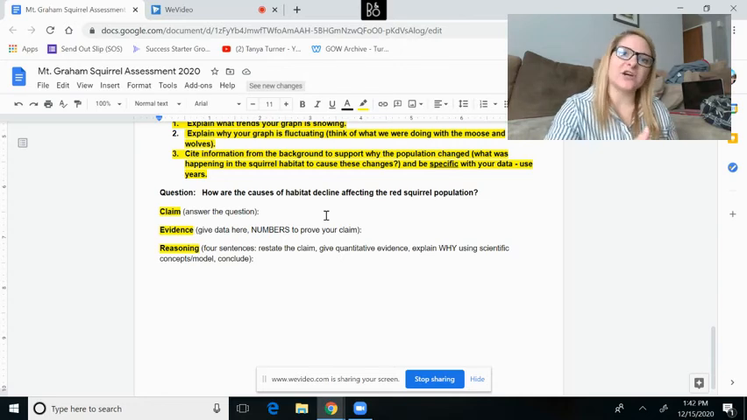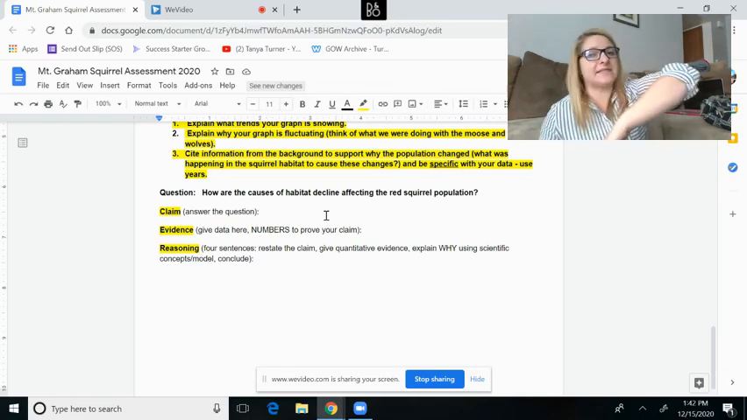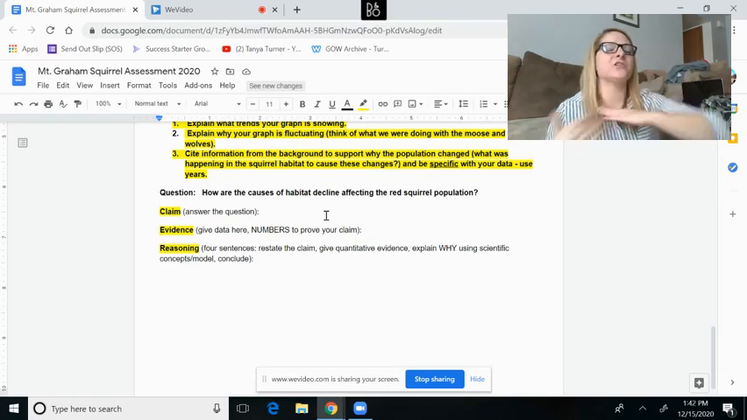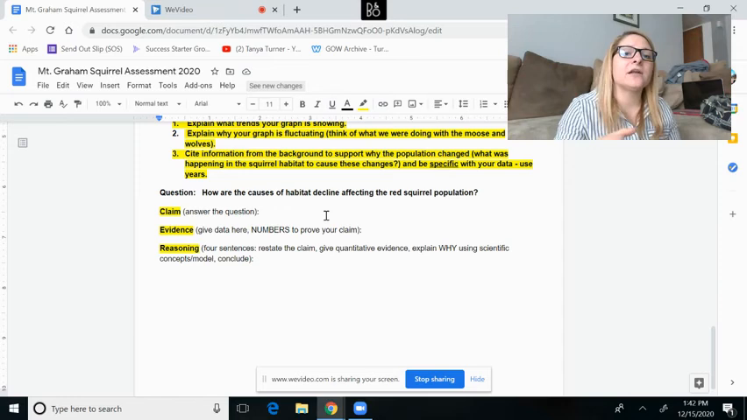So the model that we taught you in this unit was that graph that had an increase. That meant that there were more births during that time. And then when it was a decrease, there were more deaths during that time. You can literally explain that model using your squirrel data, and that would be perfect. And then you conclude, you say, overall, in conclusion, this is why.